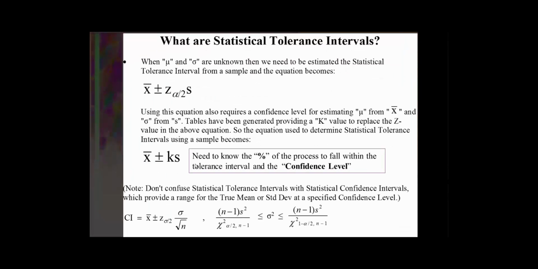When mu and sigma are unknown, then we need to estimate the statistical tolerance interval from a sample, and the equation becomes x bar plus or minus z alpha divided by 2 times s. Using this equation also requires a confidence level for estimating mu and sigma.